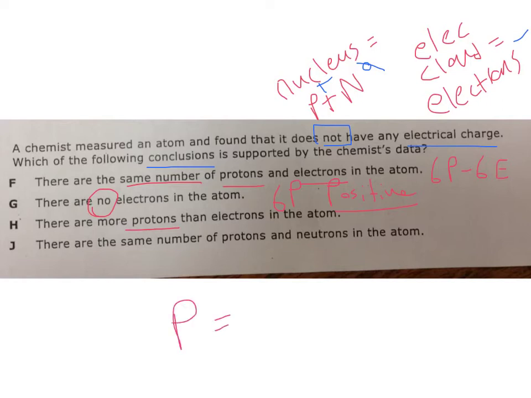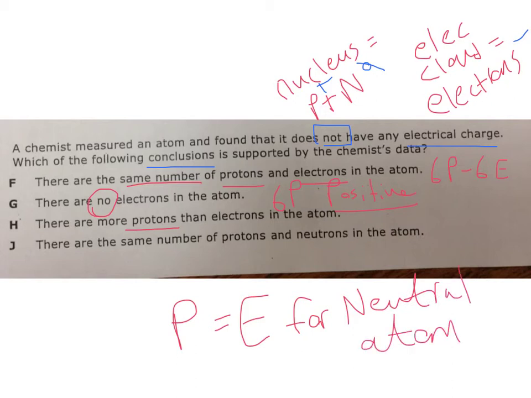P always has to equal E for a neutral atom. And then D, there are the same number of protons and neutrons in an atom. Protons are positive, neutrons are neutral. Neutrons have no charge. So again, that would still make it positive, just like answer choice B and C. So the correct answer is the very first one. So if you got it, good job.